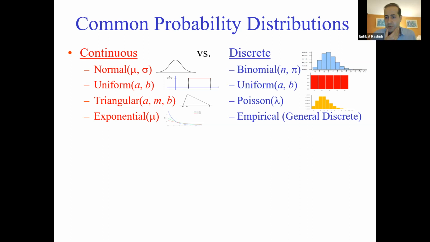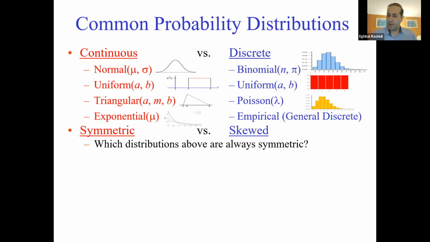Another example of a continuous distribution is the exponential distribution with an average of mu here. For different values of mu, the shape of the distribution is going to change. And for discrete, or also for continuous, we can have an empirical distribution. That means general discrete values that are not any of these. We can see examples of this later on.